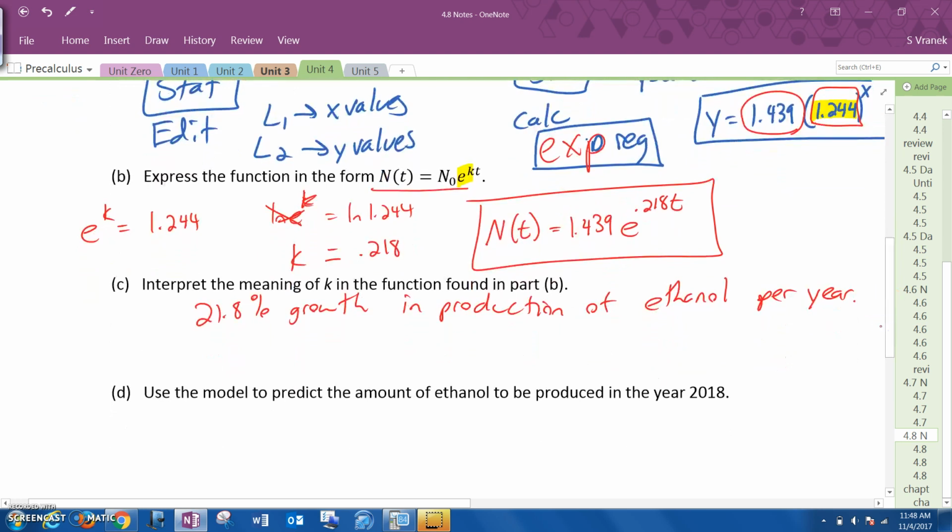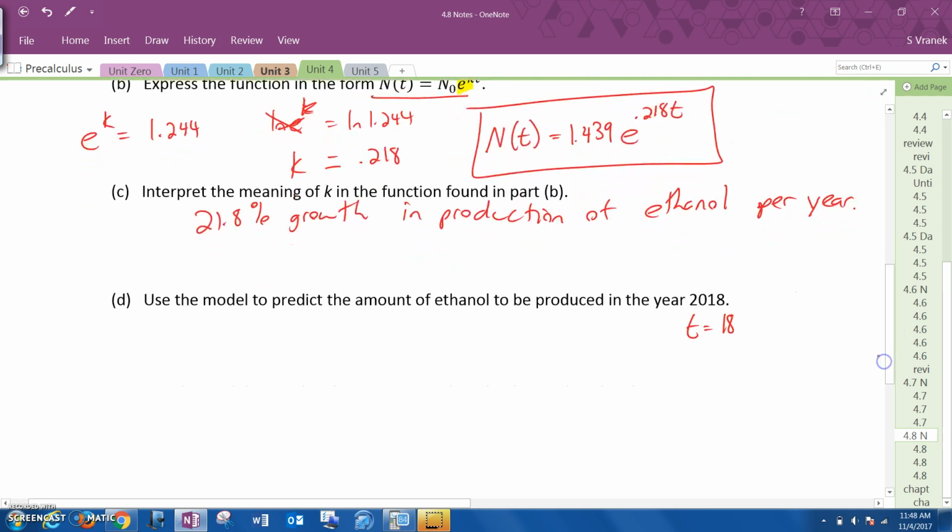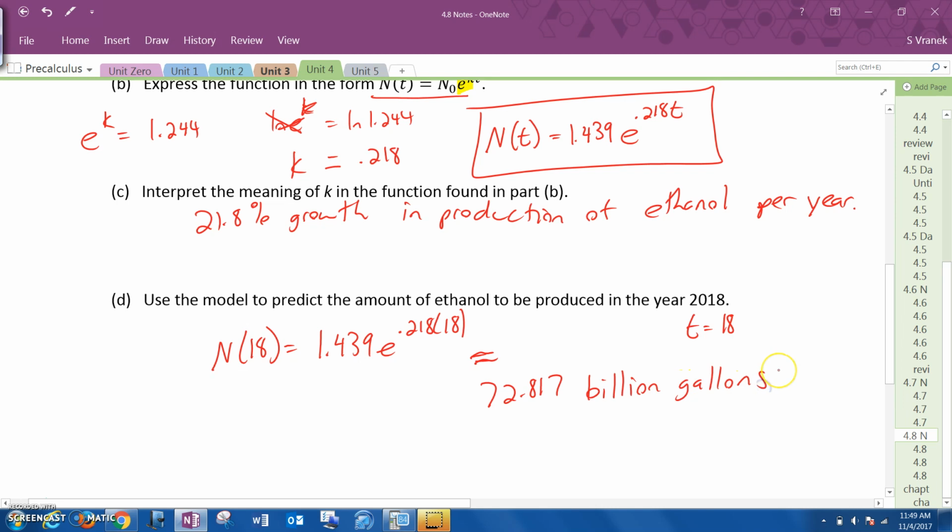So next we're going to look at the model to predict the amount of ethanol produced in the year 2018. Remember, we want that to just be 18 because we changed our years to 0 starting at 2000. So all you have to do is, we know t is 18, so we find n of 18. We put that in, e to the 0.218 times 18, and we get that it's approximately 72.817. And here's where units are important. It's billion gallons, not just gallons. If you wrote gallons, you'd be way off. Billion gallons. 72.817 billion gallons.